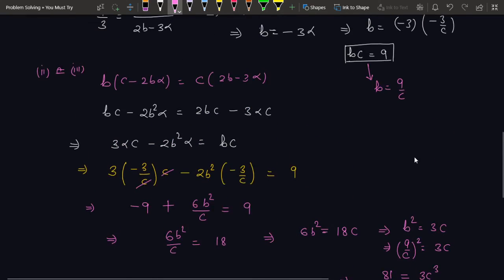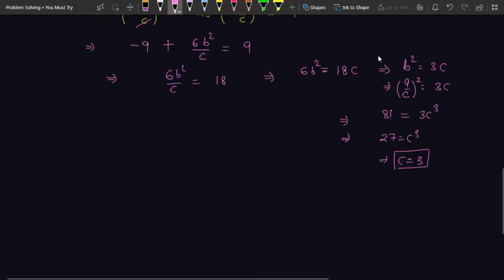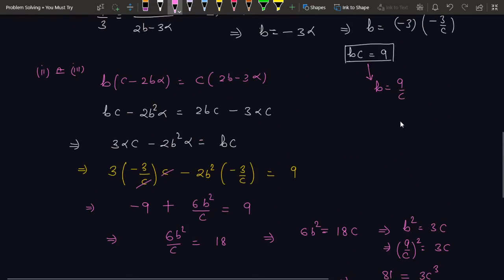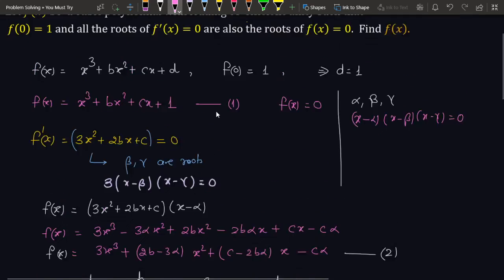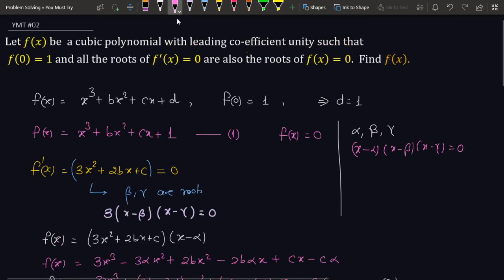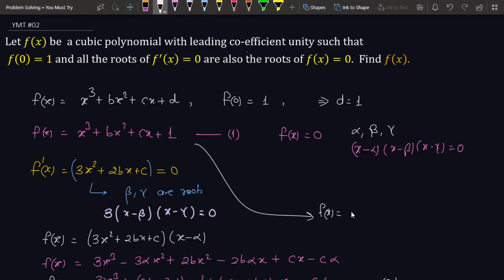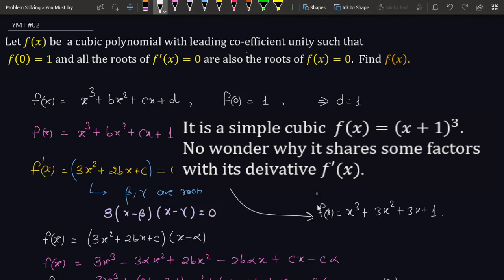Also, we know that the product of b and c is 9, and we know that c is 3. So of course b will be also 3. So we found out the values of b and c, and that's the solution, because we have to just substitute those values in this function what we are looking for. So let's do it here. Let me erase this thing. So if I just plug this b and c here, it will give us x cubed plus 3x squared plus 3x plus 1, and that's the answer.